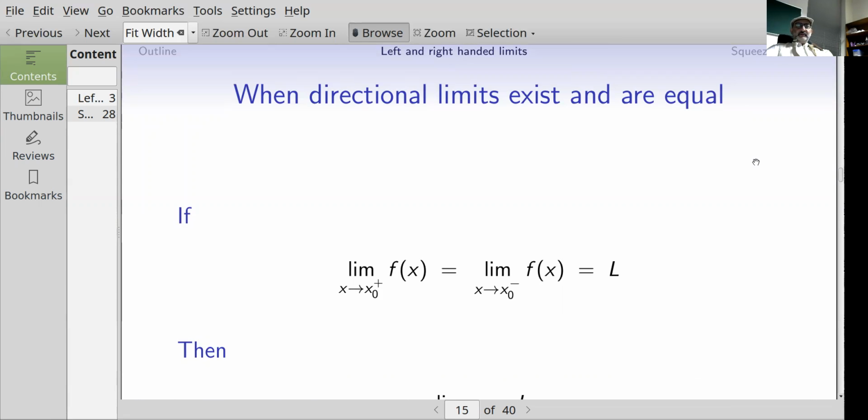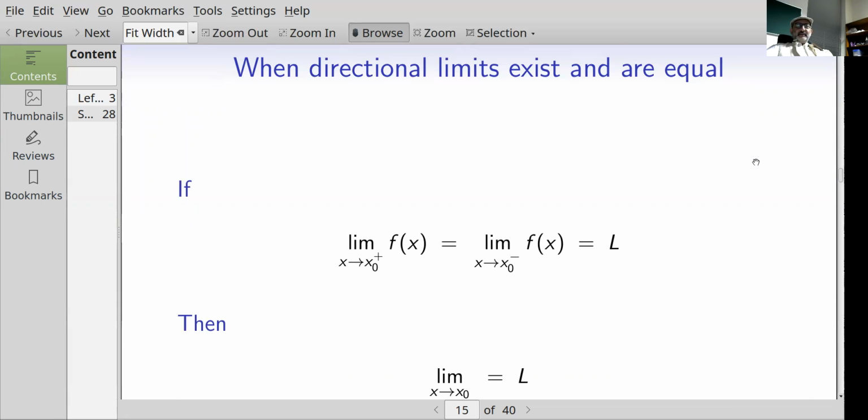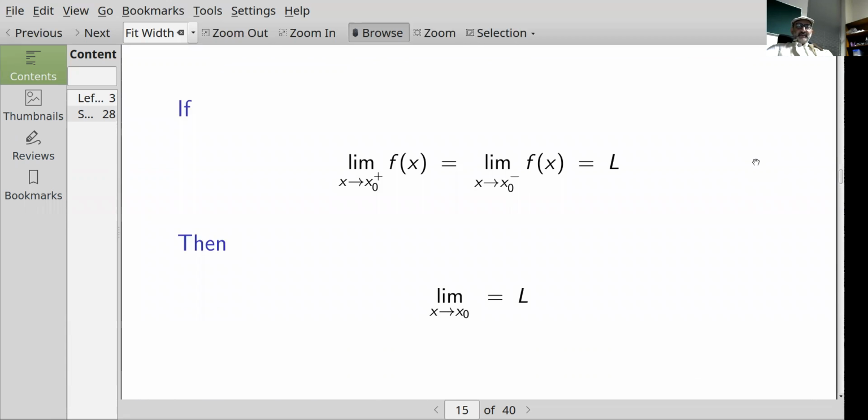Okay, now let's consider the case when the directional limits exist and they are equal. What can we say about the regular limit? If the limit as x goes to x naught from the right of f of x is equal to the limit as x goes to x naught from the left of f of x, let's say, so these limits exist and they're both equal to the same number L, then the limit as x goes to x naught of f of x is equal to L.